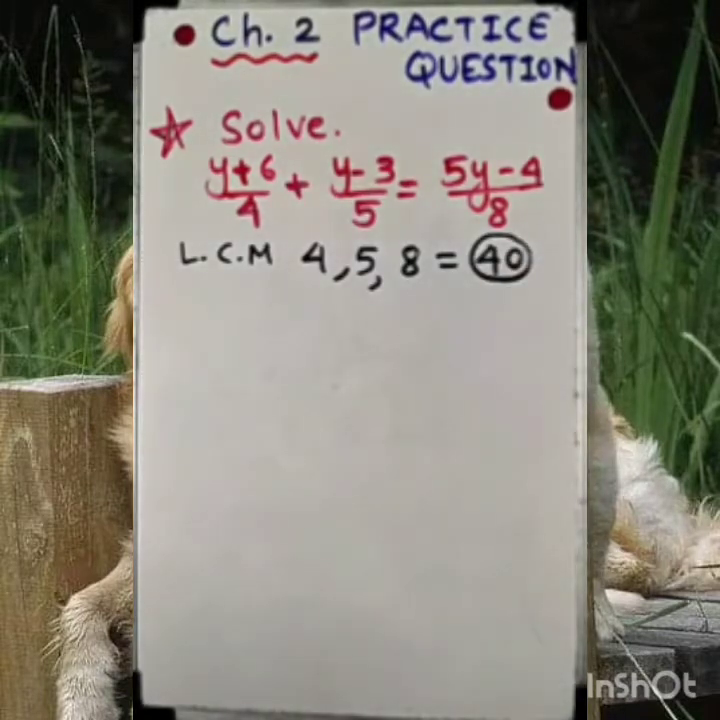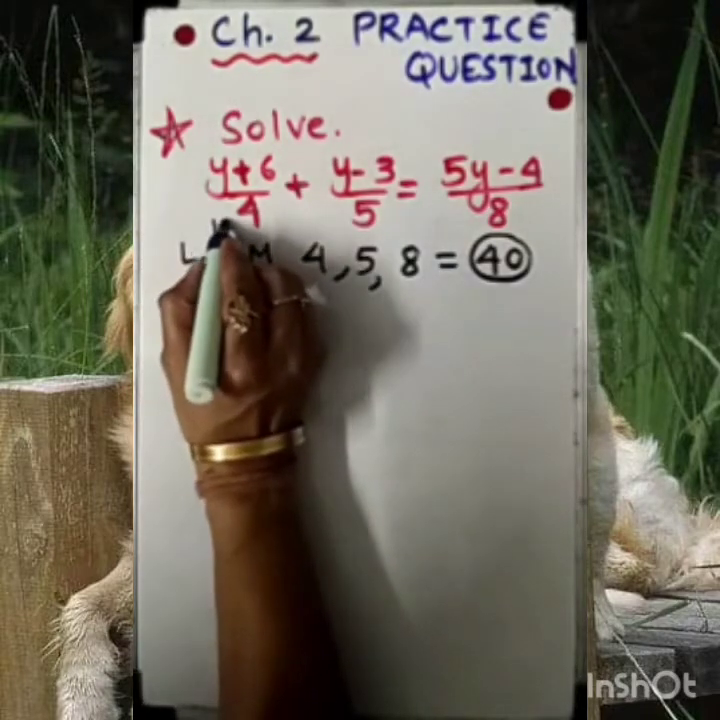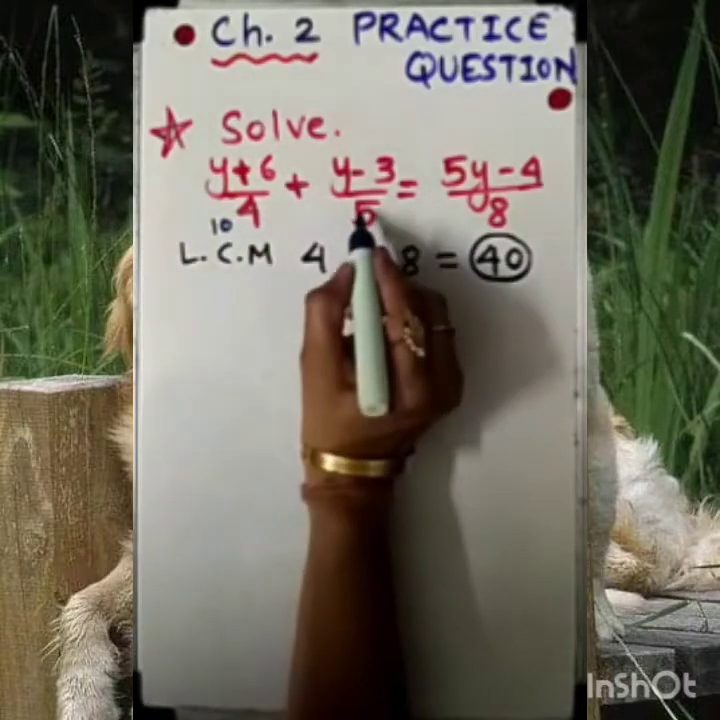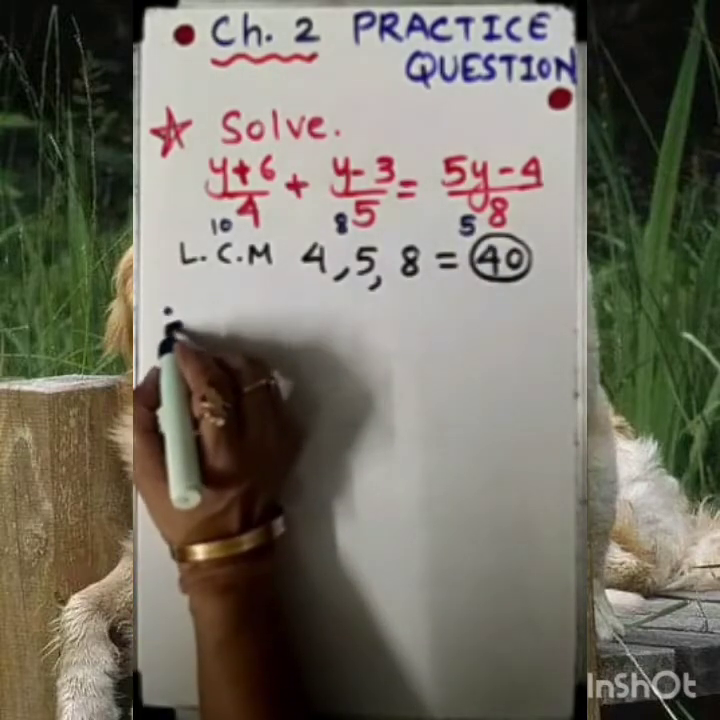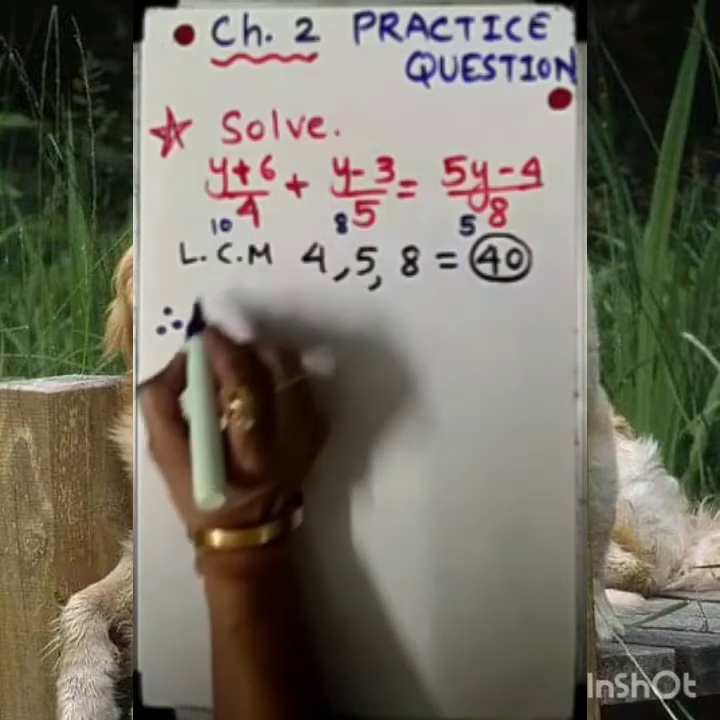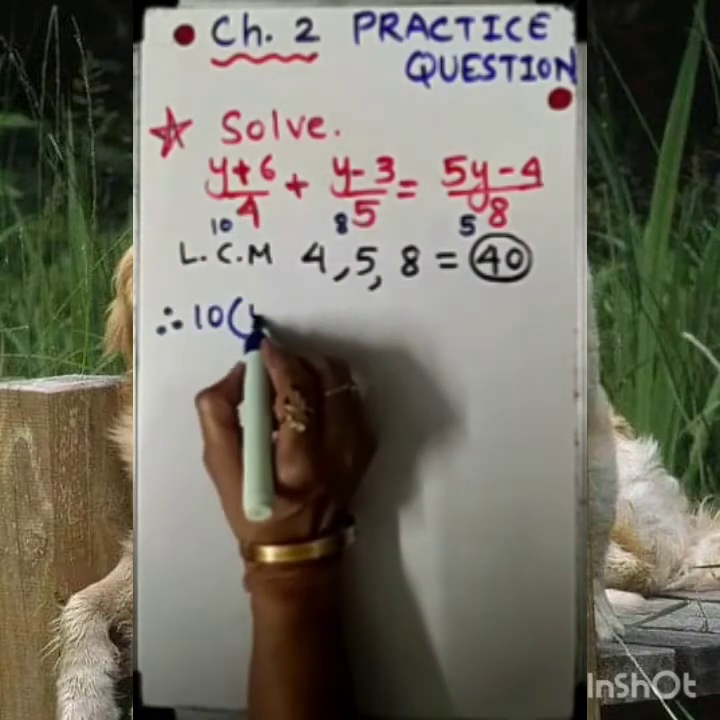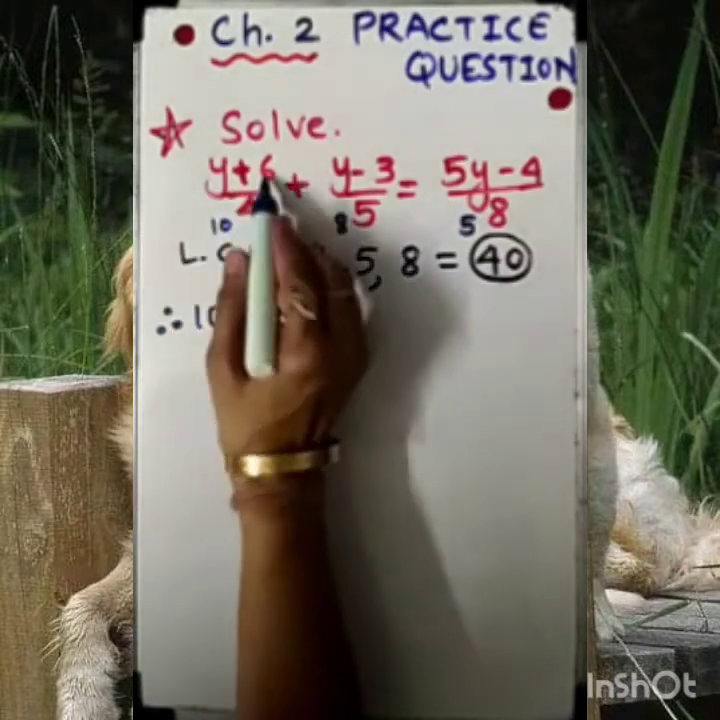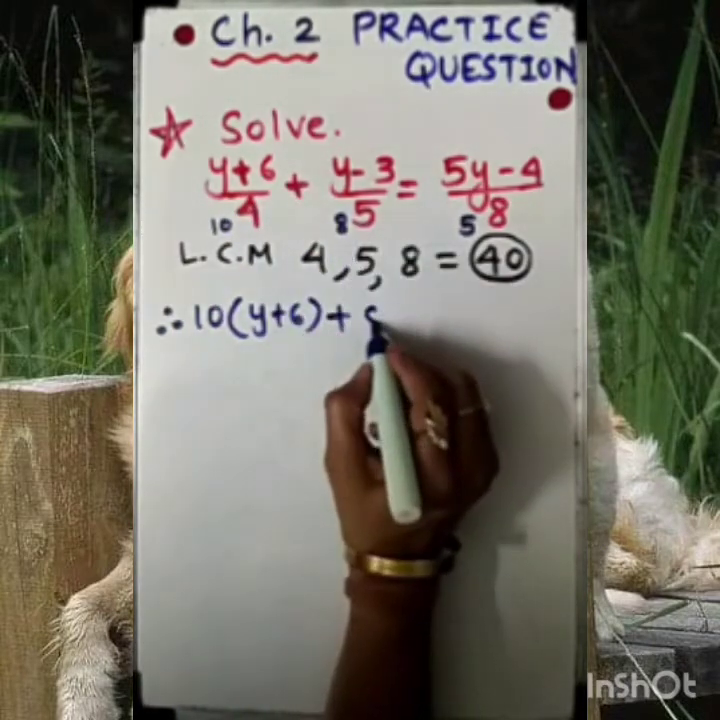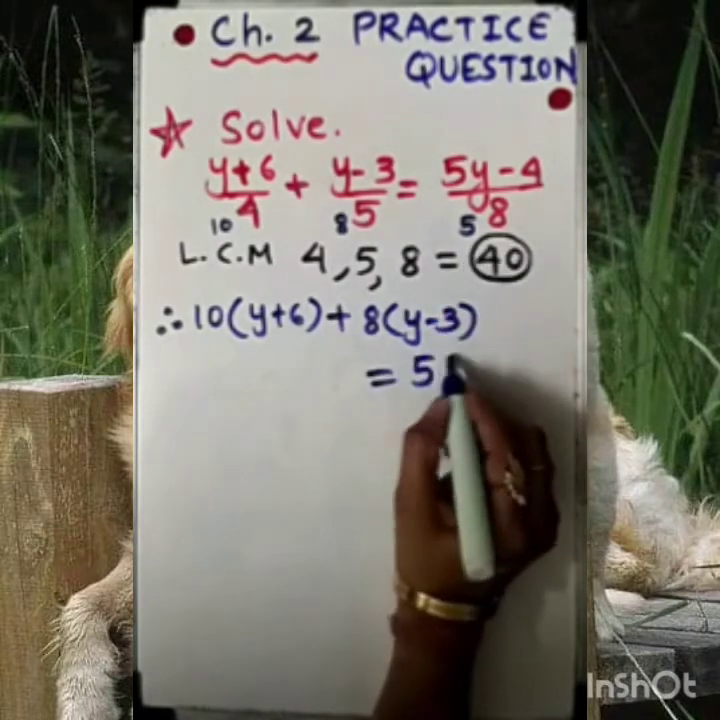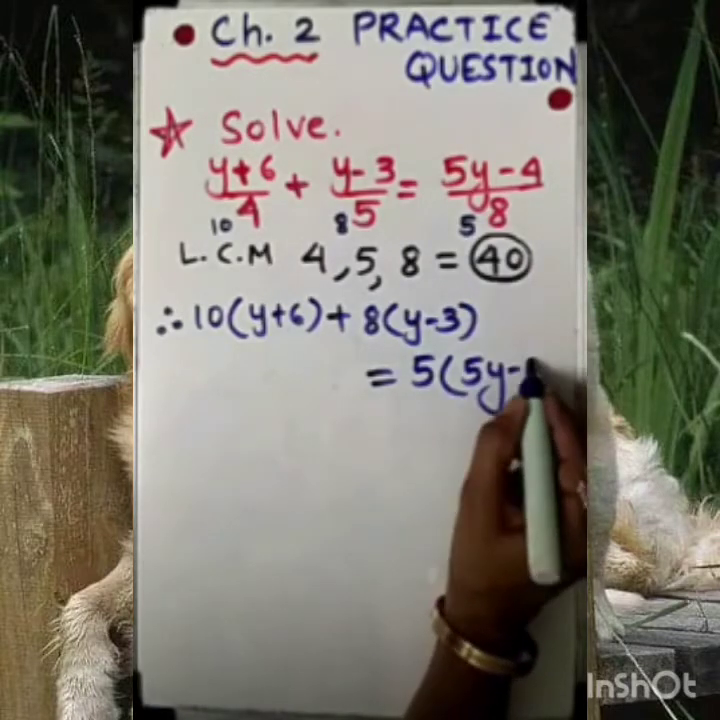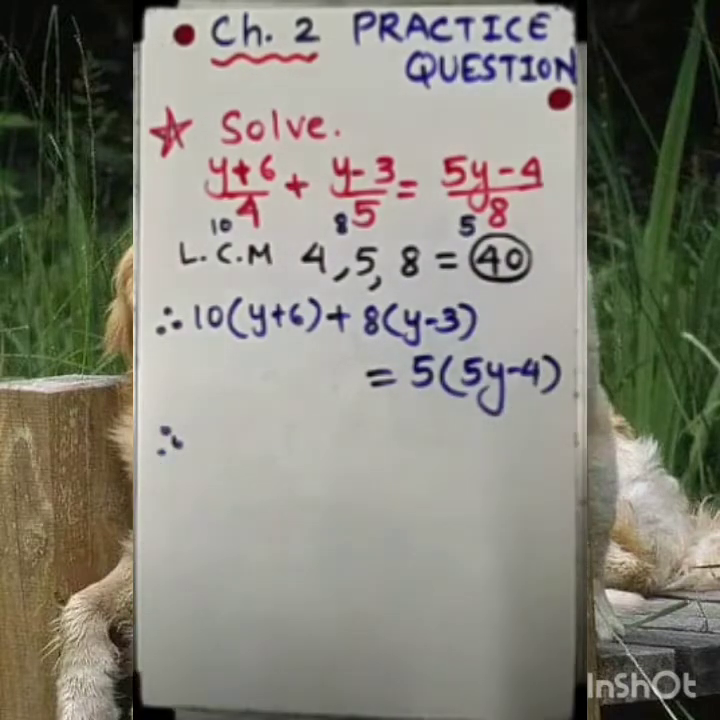Now, after finding that in the rough column, I need to multiply this 4 with 10 to get 40 as the denominator. 5 8s are 40 and 8 5s are 40. The number which I have written in small writing near the denominator, with the same number I am going to multiply the numerator. So here 10 into (y + 6) plus 8 into (y - 3) equal to 5 into (5y - 4). Therefore, let's multiply one by one to get the answer.